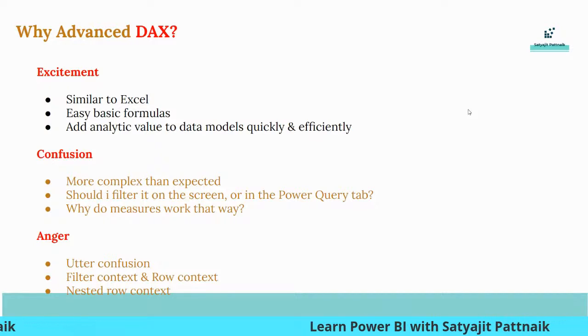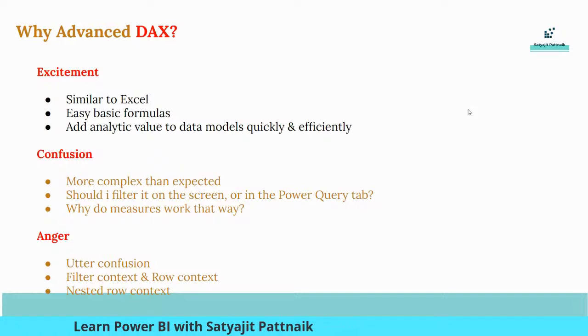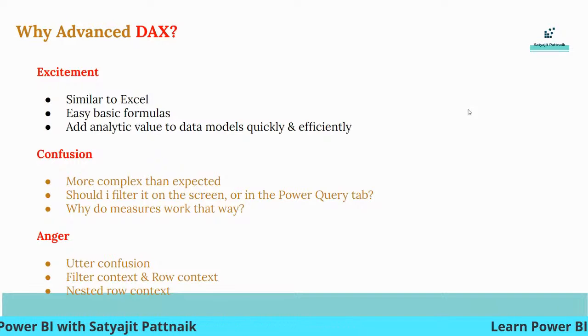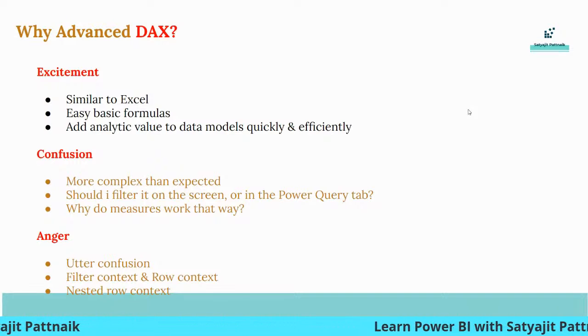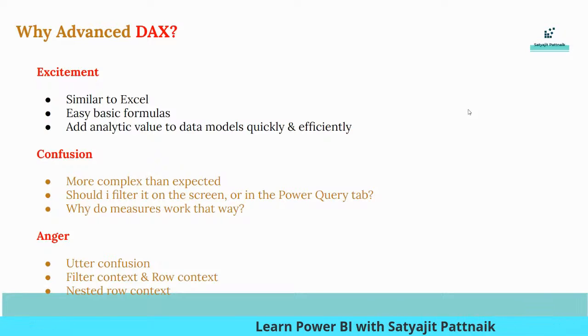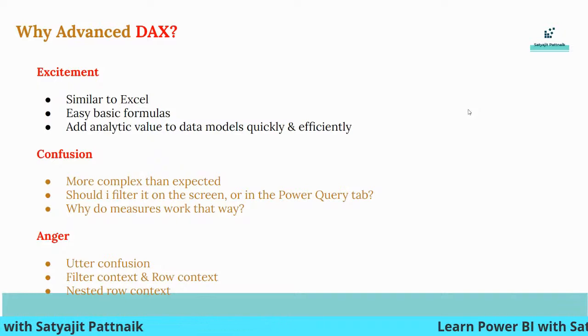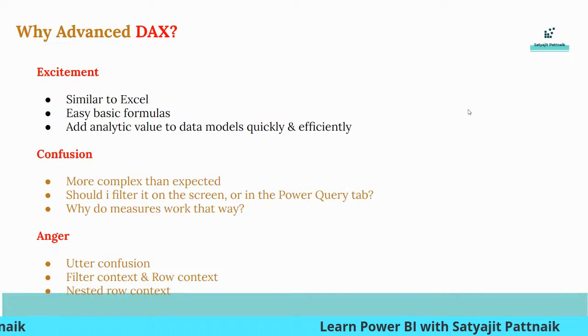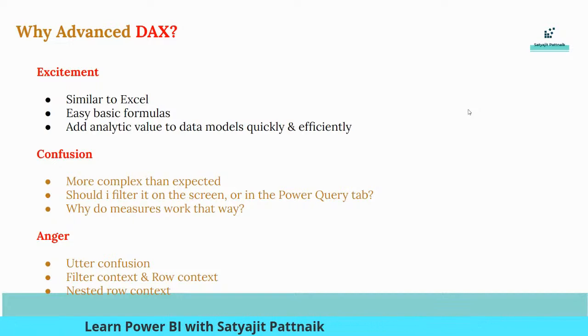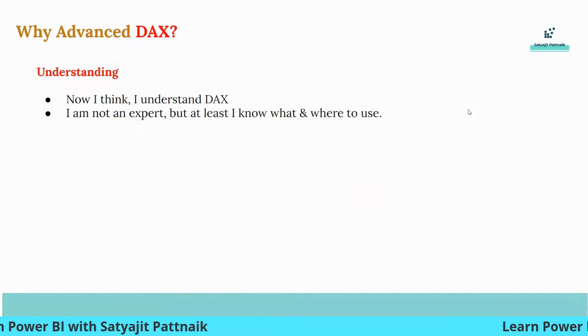So one question which will be in your mind is which one is an effective way? Nobody will be able to answer that for you. You can definitely figure it out when you deal with real time data sets or real time connections. Why do I have to use measures that way? Then comes your anger, utter confusion: filter context and row context. What are nested row contexts?